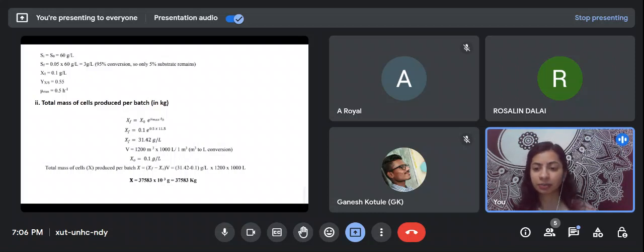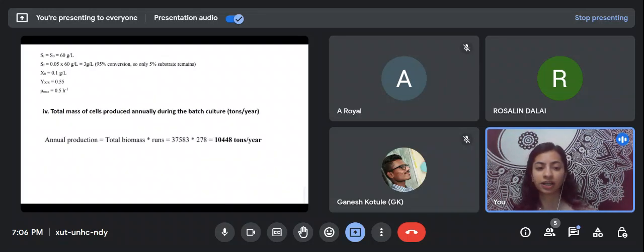Since it's nearby to 1,000, you can do that. You divide it by 1,000 and you get the amount. Since the one in kg would have been very high, right? So what they've asked for is ton.